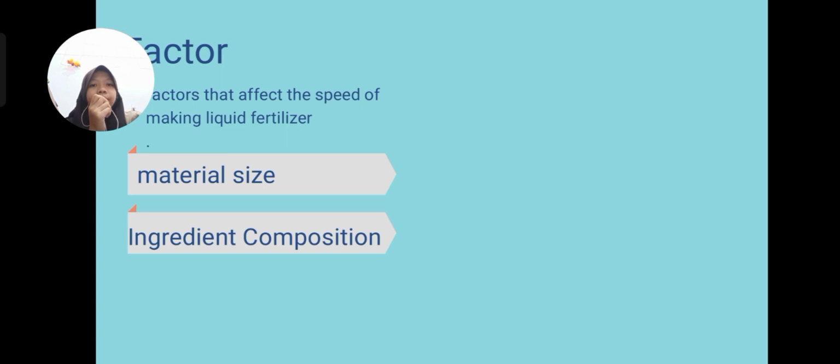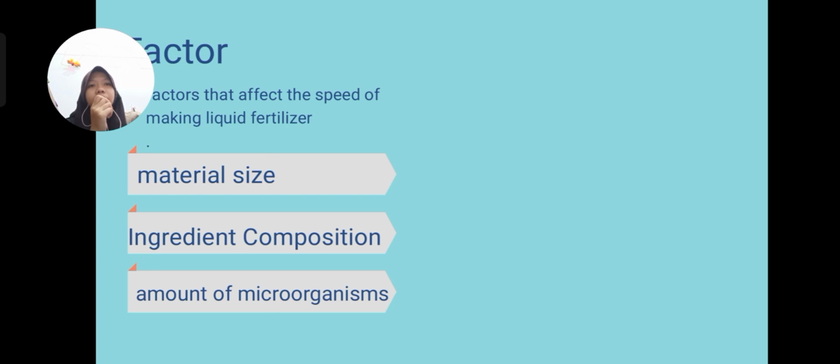Number 2 is ingredient composition. Making liquid fertilizer from several kinds of material will be better and faster. The manufacture of organic fertilizer from plants will be faster when added to animal manure. Number 3 is amount of microorganism. With the increasing number of microorganisms, the process of making fertilizer is expected to be faster.